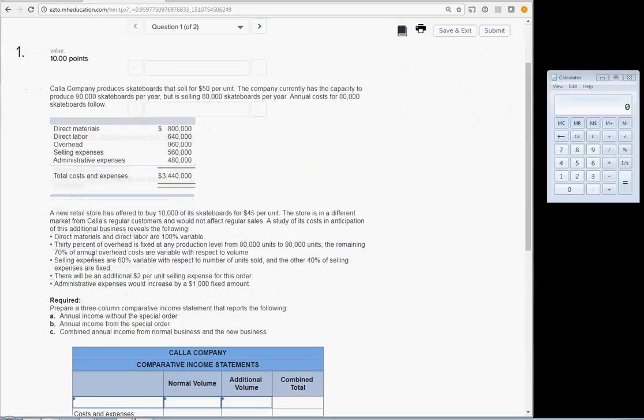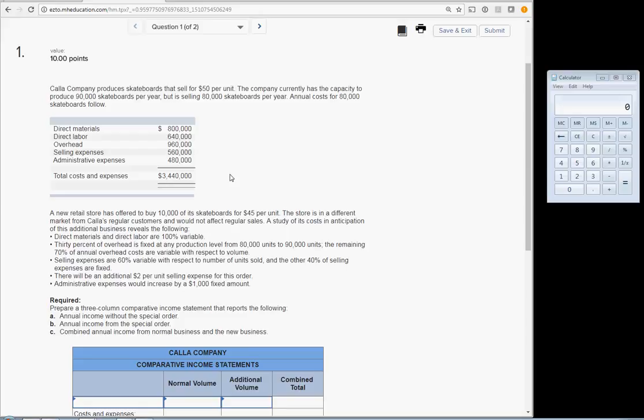So here's the different decisions we might have. A new retail store is offered to buy 10,000 skateboards, but for $45 per unit. We normally sell for $50. $45 per unit is the special order price. Stores in a different market from our regular customers wouldn't affect our regular sales, so therefore we have no opportunity cost, I would say. Study of its cost in anticipation of this additional business reveals the following.